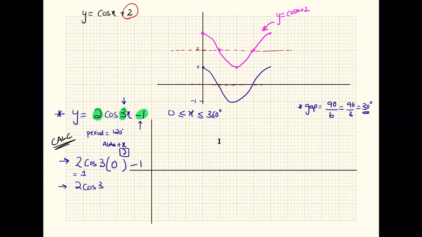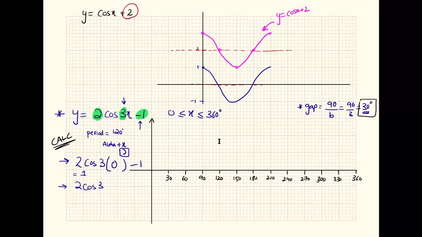So if I take 30 degree intervals, 30, 60, 90, 120, okay, that's one period. Then you can add 150, 180, 210, 240, 270, 300, 330, and 360. So this gap is going to help you mark the relevant x values on the graph, on the x-axis.